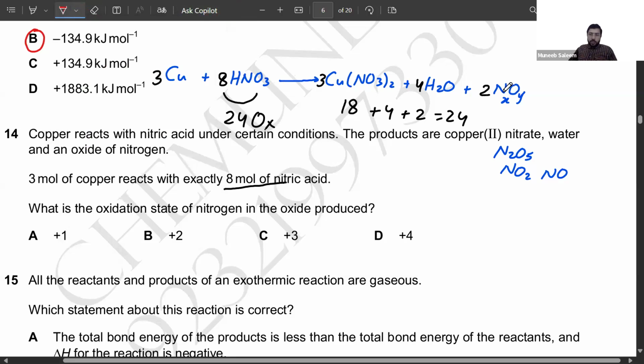Now we check the oxidation state of the nitrogen. That's what we were supposed to find. In that case, if the oxygen has -2, then nitrogen will have +2. So this +2 means the right answer is option B.